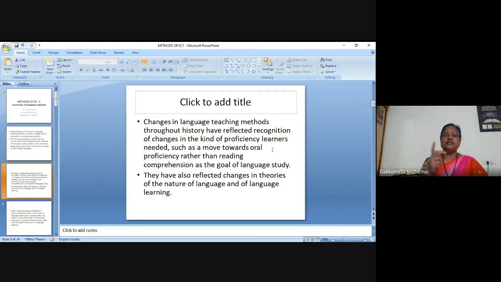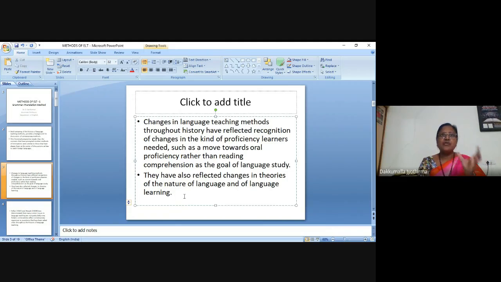kept on changing from one century to the other. But whenever it was there, it was more on the oral proficiency rather than on simple reading comprehension and writing skills. So they have also reflected changes in theories of the nature of language and of language learning. This change of goals actually made the scholars, language experts, or teachers think of more new ways to make the learner proficient in the target language.